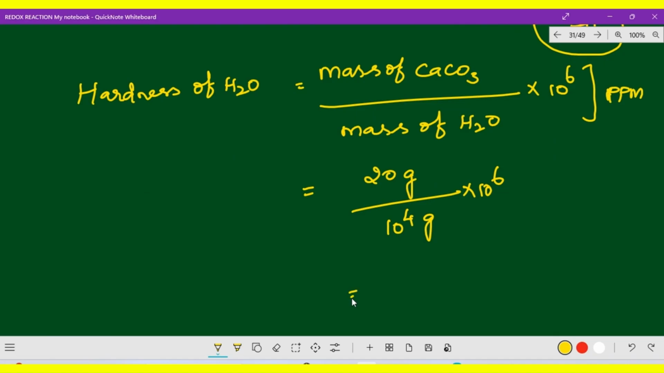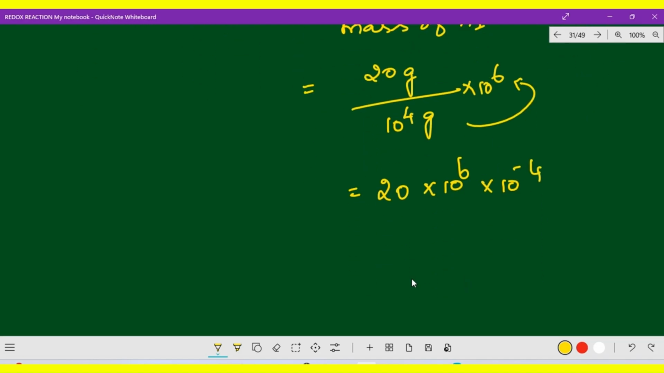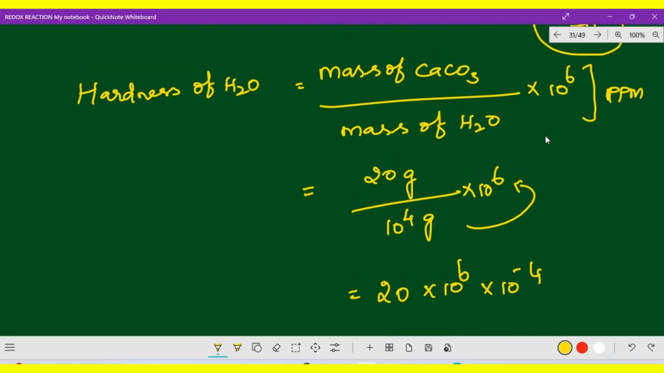So you will get how much? So you will be getting, as I just mentioned here, 20 into 10 to the power of 6 into 10 to the power of minus 4 when it goes upwards. Minus 4, no? So you will be getting around 2000 ppm, parts per million. Right now, you got that idea.